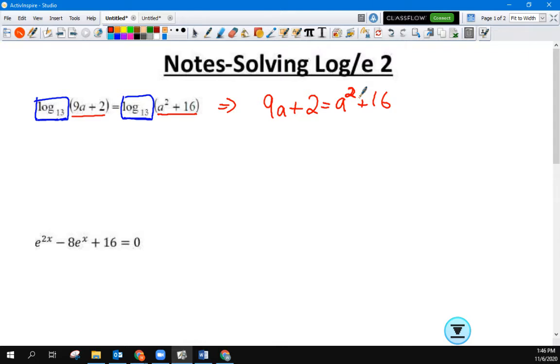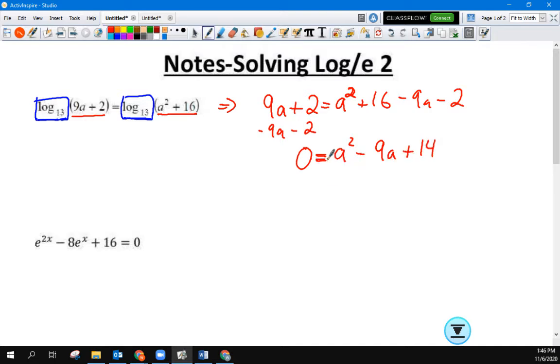Okay, so we're going to move everything over to make it equal to 0. So I'm going to subtract 9a and subtract 2 from both sides, and I'm doing it that way so that my a squared stays positive. So I get 0 equals a squared minus 9a plus 14.